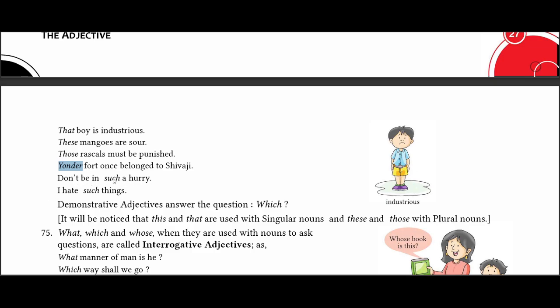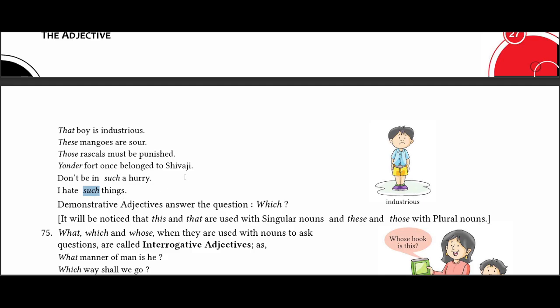Don't be in such hurry. What hurry? What kind of hurry? Such hurry. Such is pointing out a hurry. I hate such things. Such is pointing out the noun things. It answered the question which. Which mangoes are sour? These. Which rascals must be punished? Those. Which fort once belonged to Shivaji? Yonder. Which hurry? Such. Which things? Such.